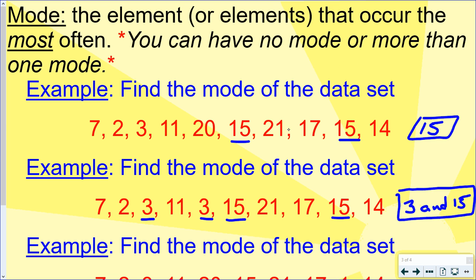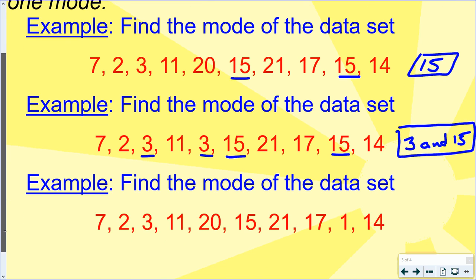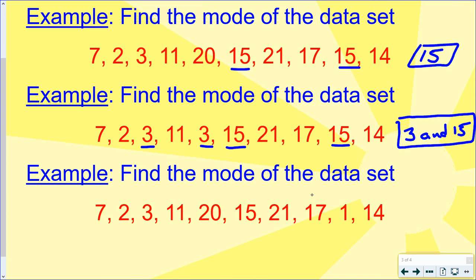Or you can just have one, which is what this last example is going to be. So find the mode of this data set. Let's see, something is repeating in here. I'm trying, there's nothing repeating. Sorry, this one had one mode. This has two modes. This one, there's nothing that repeats. So the answer to this is that there is no mode. So again, you can have one, more than one, or no mode. So 3 different things that could happen.